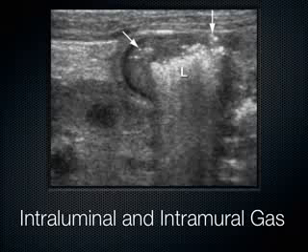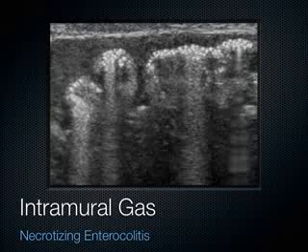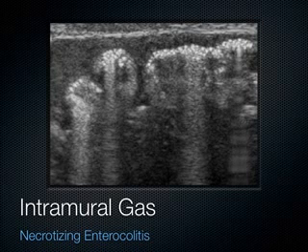This is an example of a combined picture of intramural gas over here, always abnormal, versus intraluminal, which we expect to see. Okay? Here's some more intramural gas. Over here, this is a patient who's got a very severe condition called necrotizing enterocolitis. We see air in the wall, intramural air.